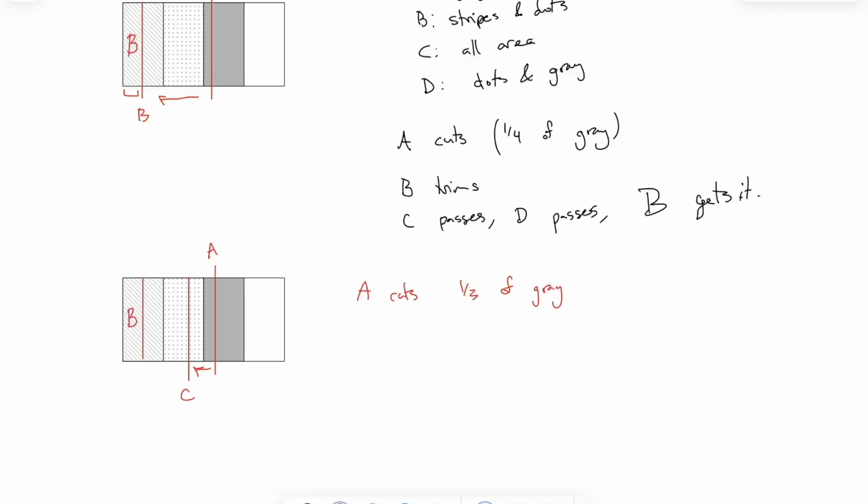This is C's new cut. All right, I tried to put that line so that it represents 1/3 of the total area, where that's like 1/3 over here, and the other 2/3 would be over there. Okay, so C trims it. D likes the dots and the gray area, but I think this right here is not big enough for D's taste. So D passes on that. So C trims, D passes, and C takes it. Like that. All right. C gets it.